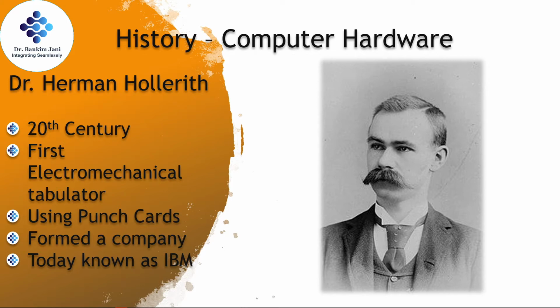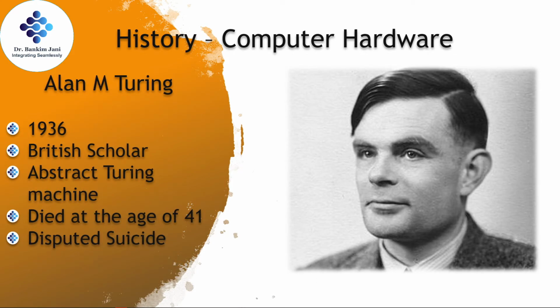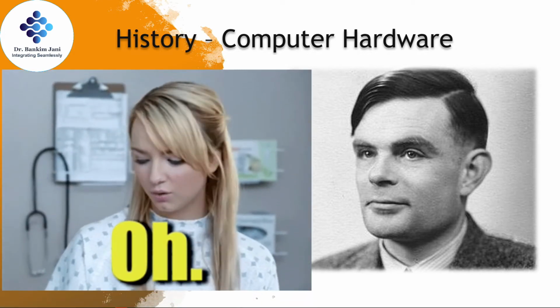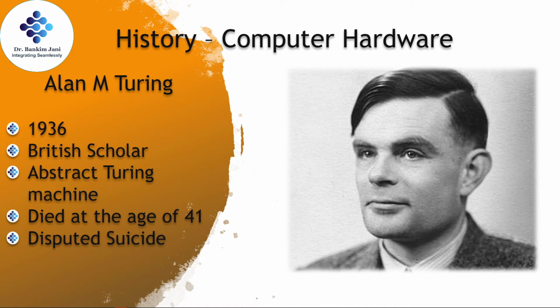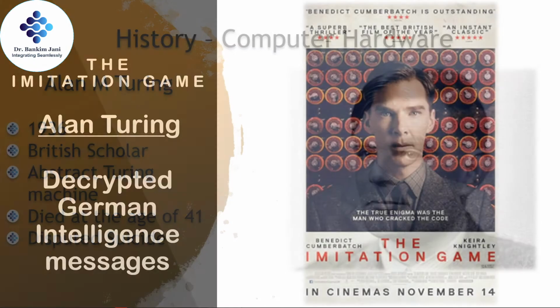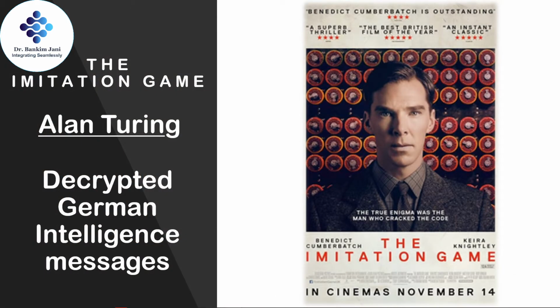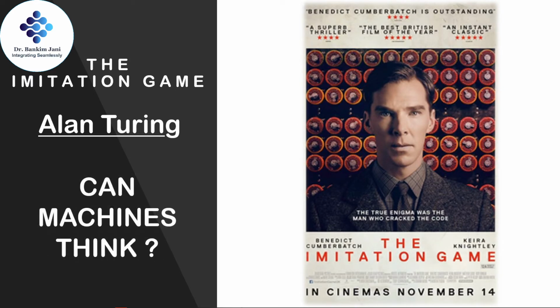Year 1936. Alan Turing, a British mathematician, invented an abstract mathematical model called the Turing machine. He died at the age of 41, a disputed suicide by cyanide poisoning. There came a movie, The Imitation Game, in 2014. It was a British historical drama film. The title of the film quotes the name of the game Alan Turing proposed for answering the question, "Can machines think?"